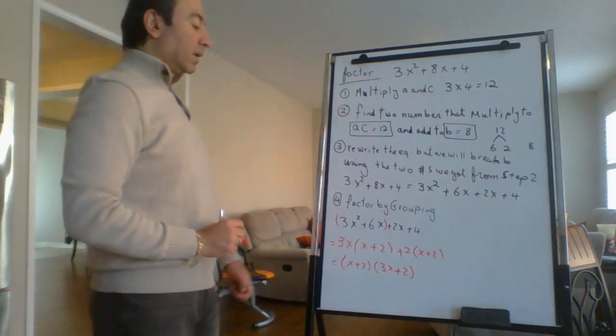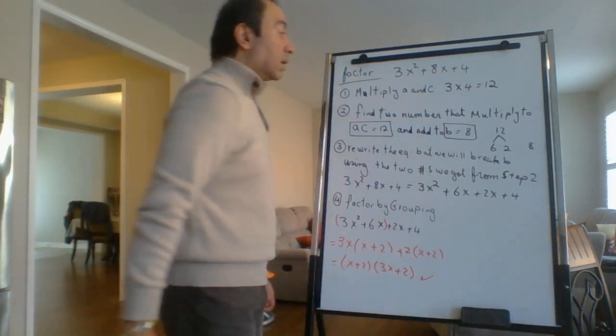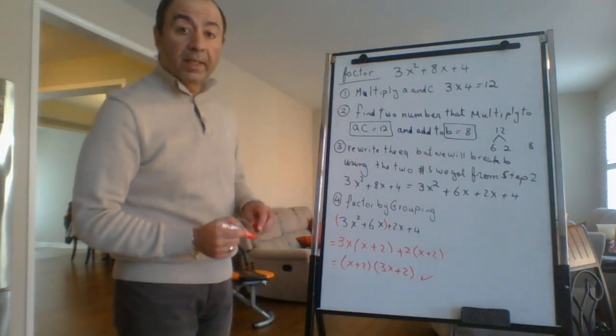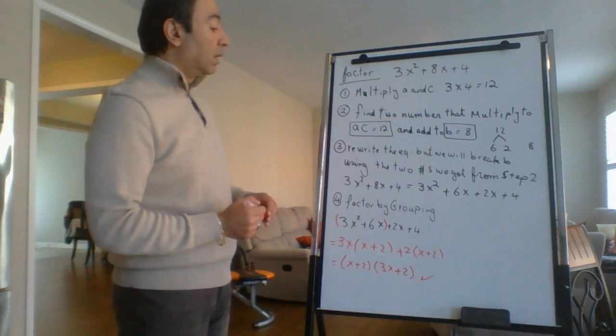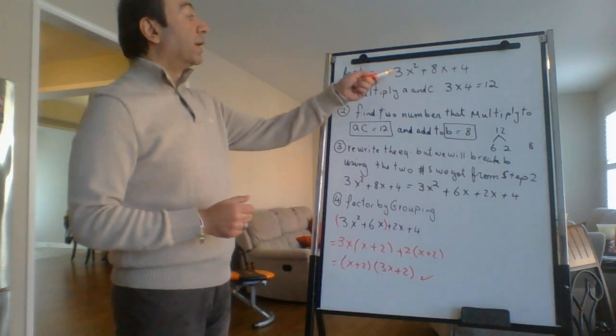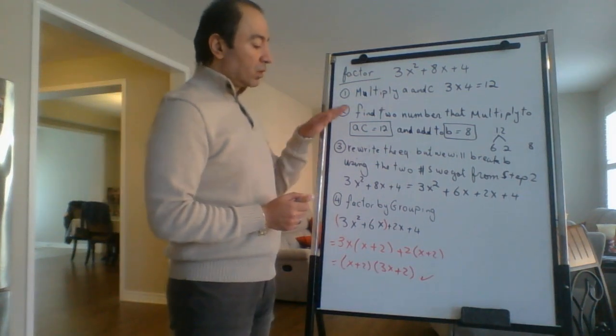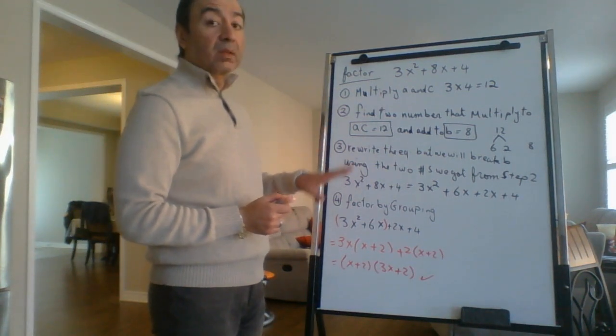This is how we factor this. This is the AC method. It's very useful, and we are gonna use it when a is not 1 and cannot be factored. Okay, those are the steps. Write them down.